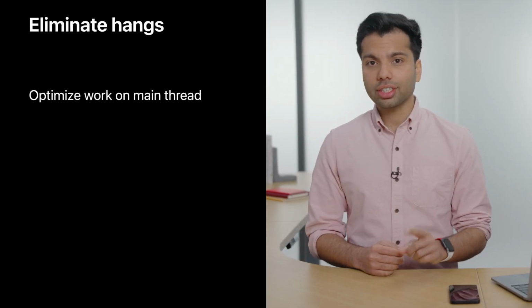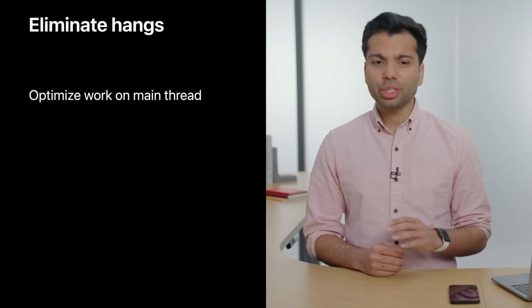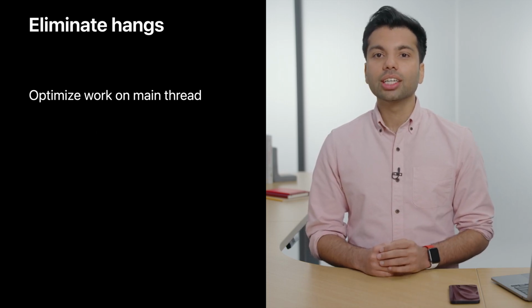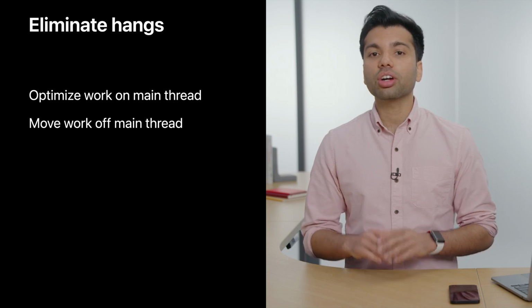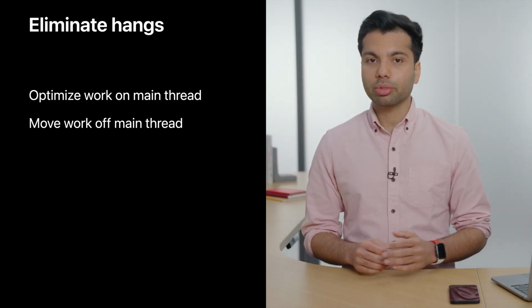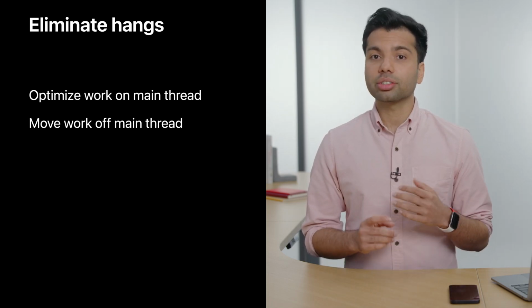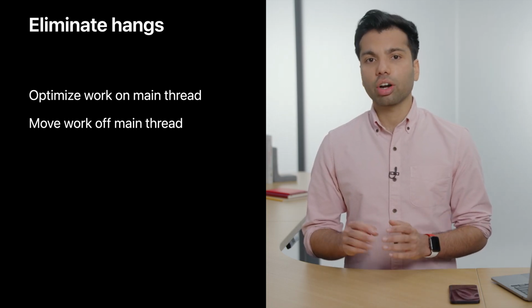This can be done in two ways. The first is to optimize the work already being done on the main thread to reduce execution time. The second is to move work off the main thread in a non-blocking manner to keep it responsive. Let's start by looking at ways to reduce main thread execution, starting with caching.